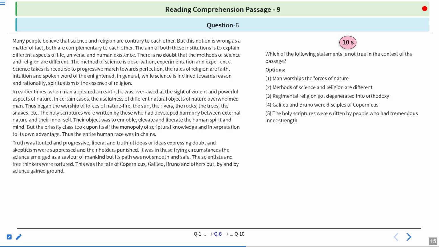Options are: man worships the forces of nature, methods of science and religion are different. Regimental religion got degenerated into orthodoxy. Galileo and Bruno were disciples of Copernicus. The Holy Scripture were written by people who had tremendous inner strength. Options are given below. Man worships the forces of nature. The second one, methods of science and religion are different. The third one is regimental religion got degenerated into orthodoxy.